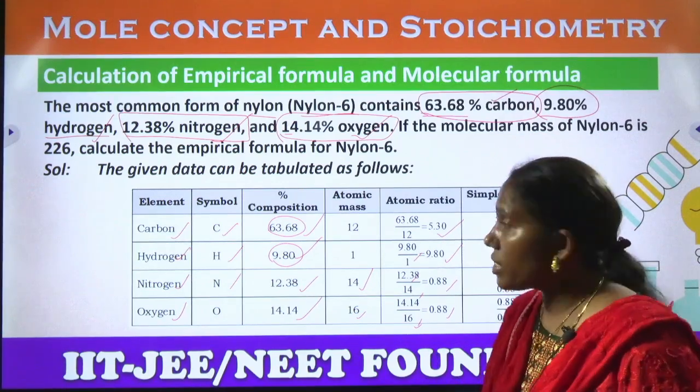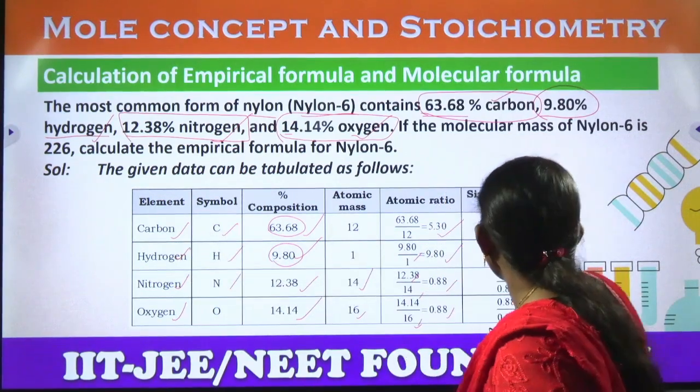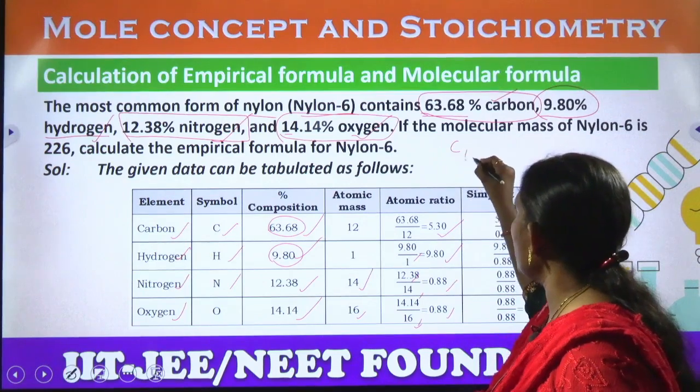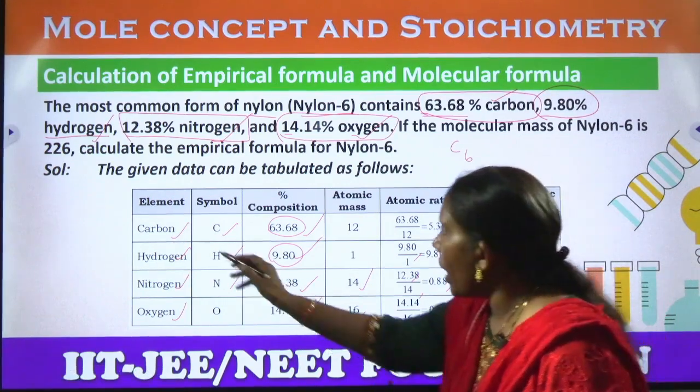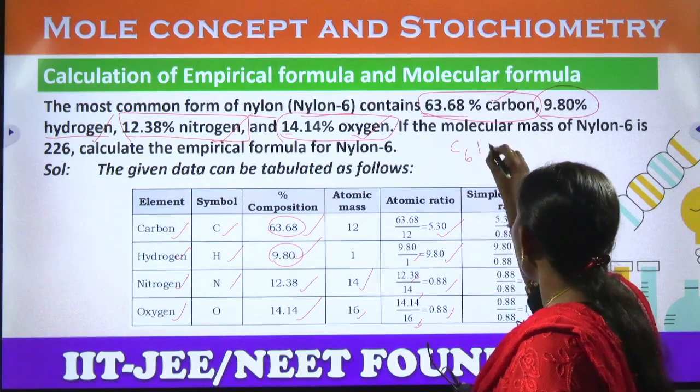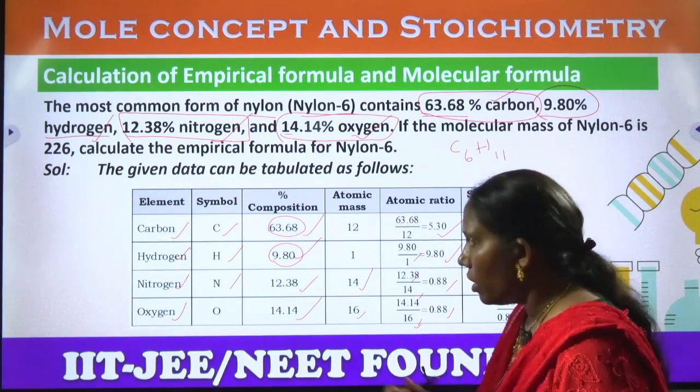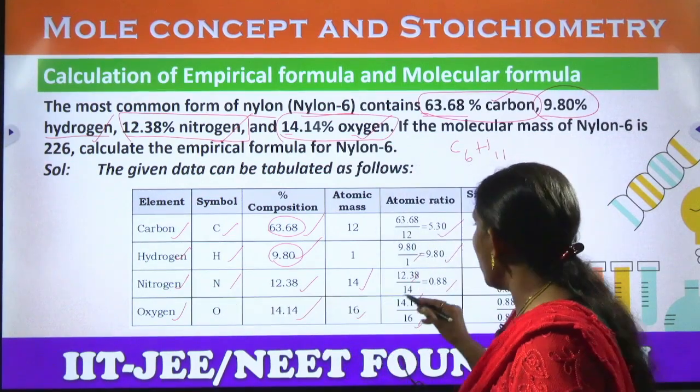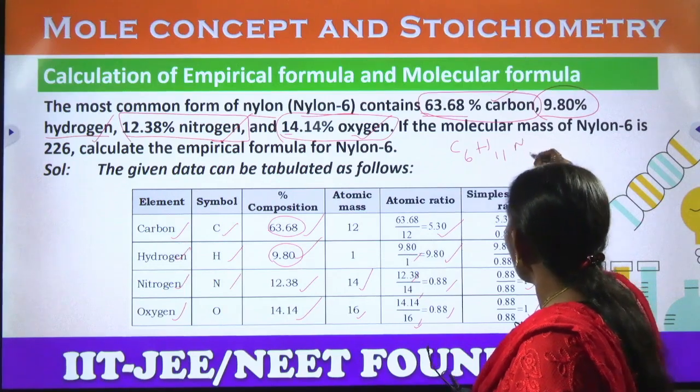So what we understand is that the carbon simplest atomic ratio is 6, so C6. Hydrogens are how many times? 11, so C6H11. Nitrogen is 1, so N1.